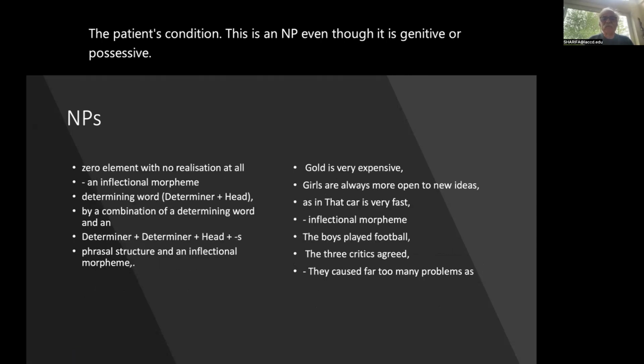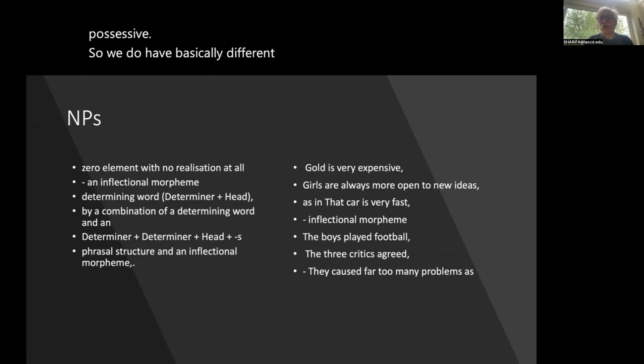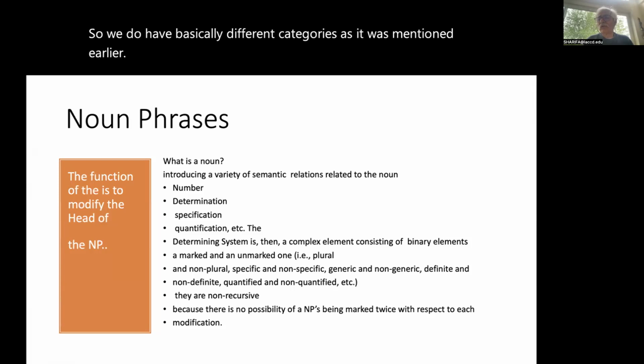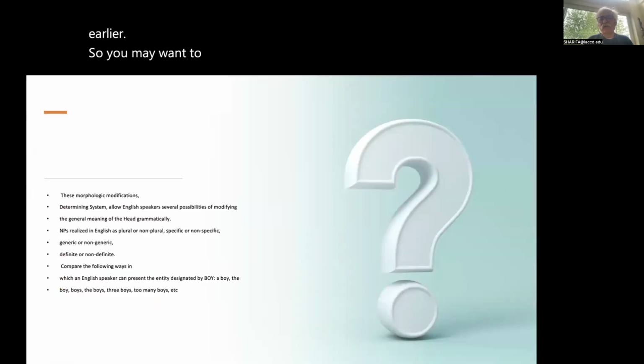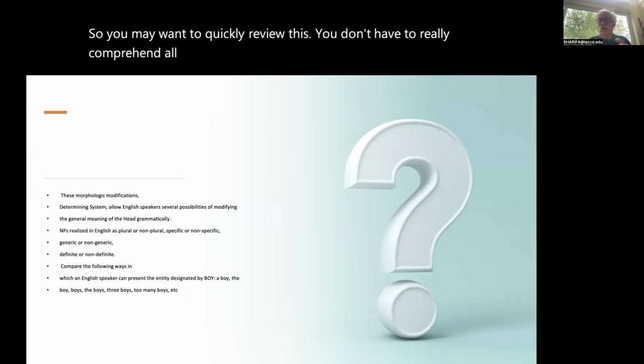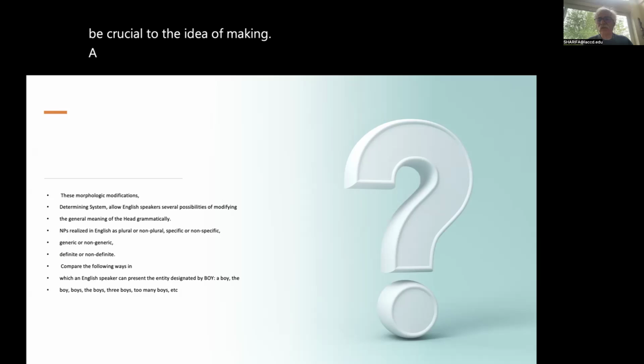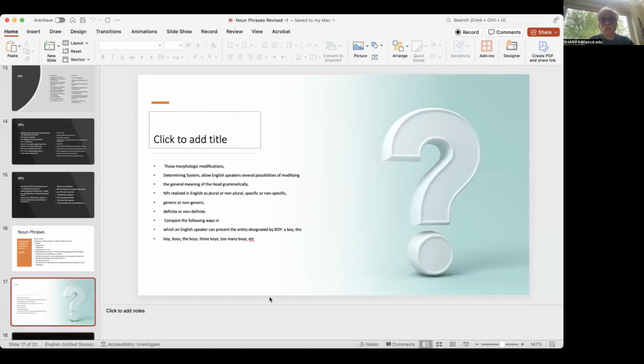So we do have basically different categories, as it was mentioned earlier. So you may want to quickly review this. You don't have to really comprehend all the categories, but know that NPs basically would be crucial to the idea of making a typical sentence. Now let me change gears and go to verb phrases.